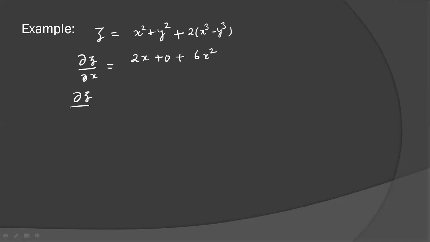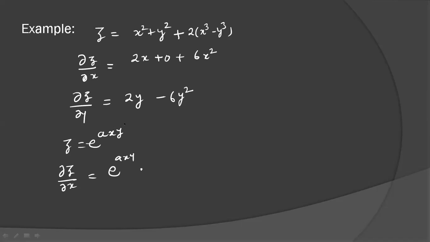What will be the del z over del y? It will be 2y minus 6y square. We have a second example, e to the power axy. Then what will be the del z over del x? It will be e to the power axy. We have to differentiate axy with respect to x. Y will be treated as constant. It will be ay only.